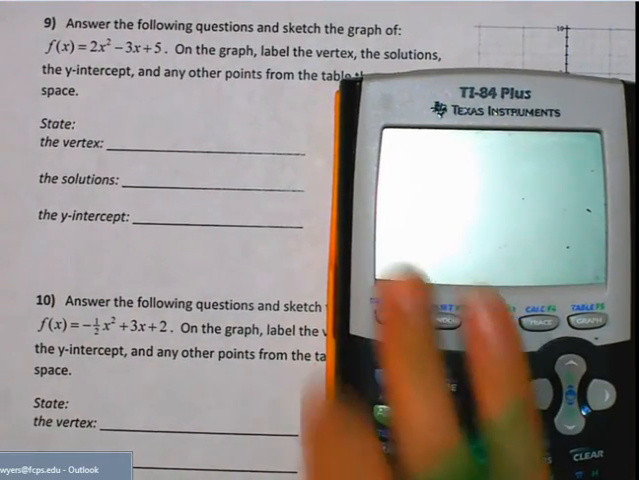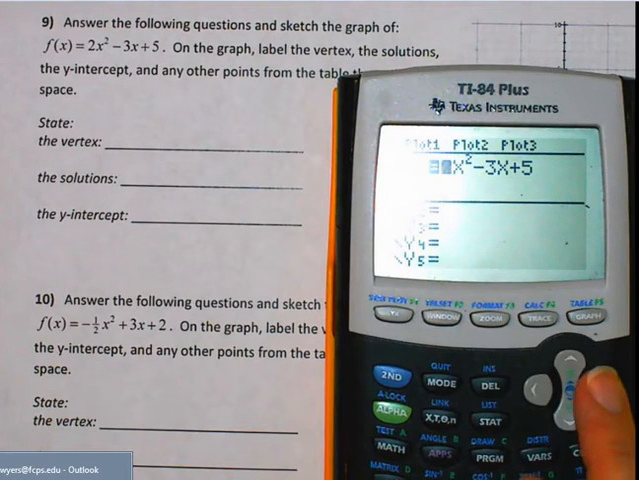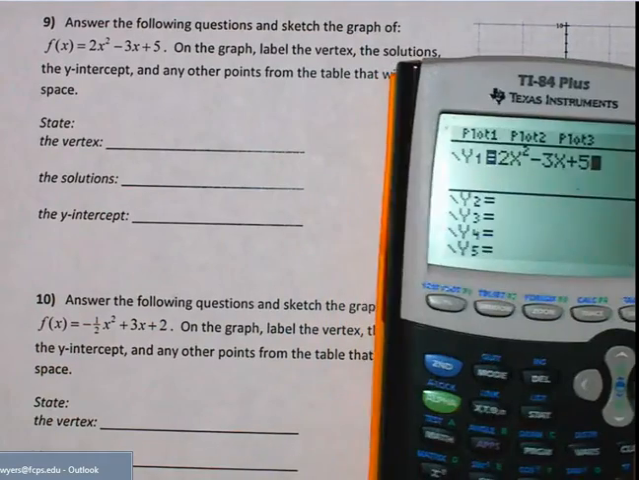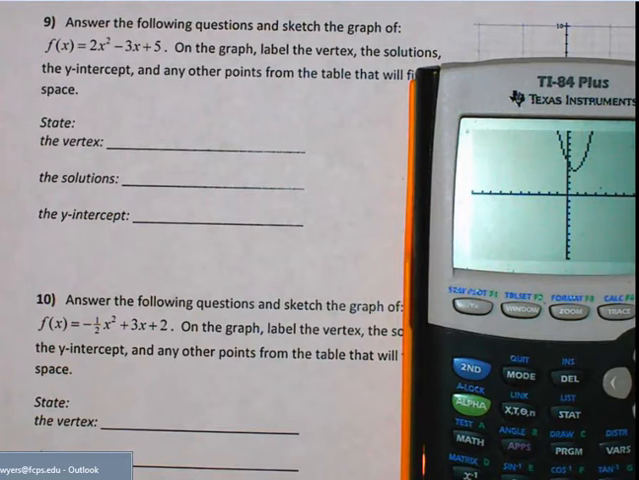So we're going to turn the calculator on, go to y equals. We're going to type in our function, 2x squared minus 3x plus 5. Okay, and then we're going to go ahead and go to graph. Take a look at the graph so we know what it looks like. First thing it wants to know is the vertex.